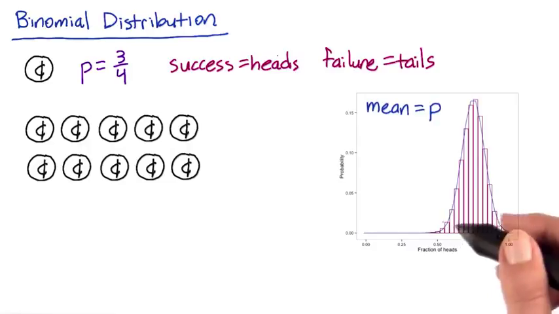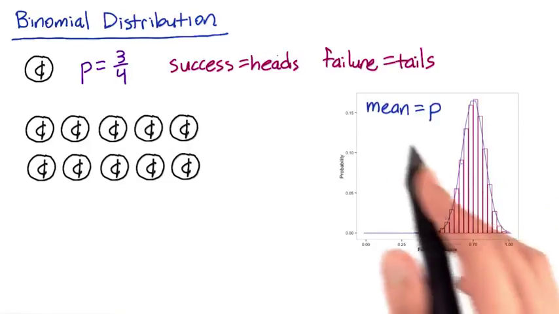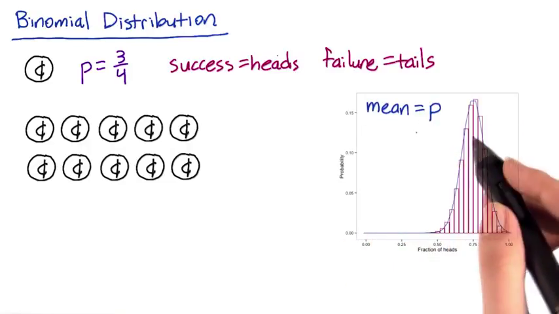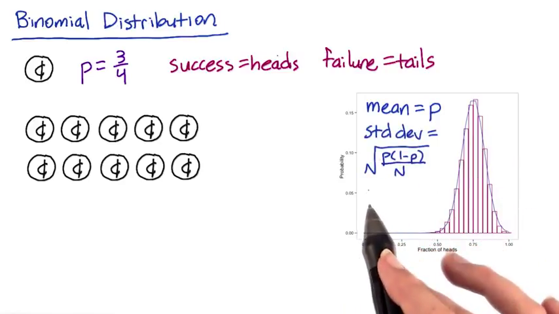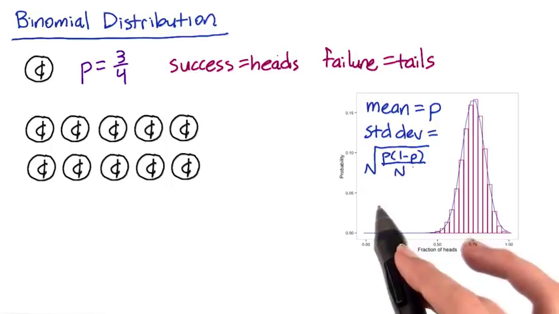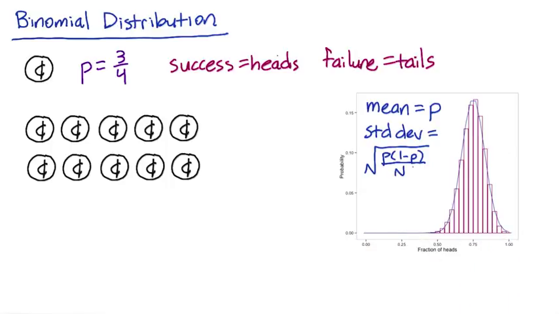The binomial and the normal distribution that approximate it will have the same mean, which will be equal to p, the probability that the coin comes up heads. And the standard deviation will be the square root of p times 1 minus p over n, where n is the total number of flips.